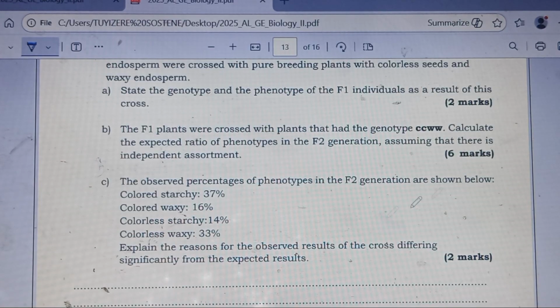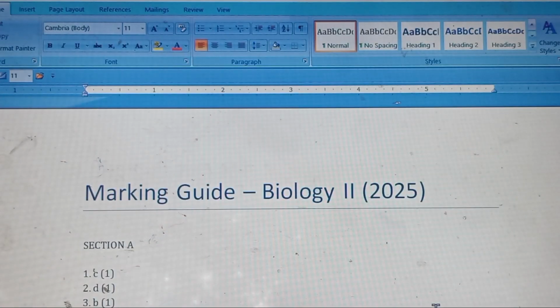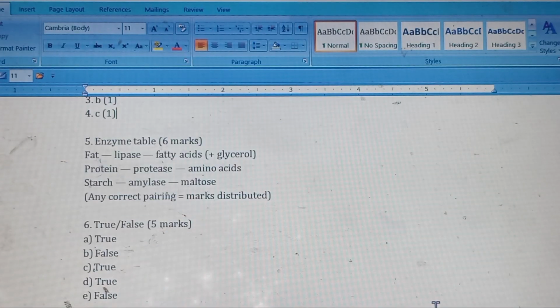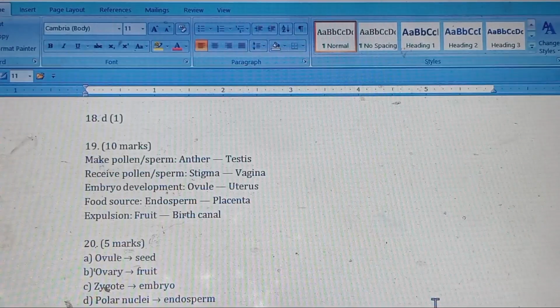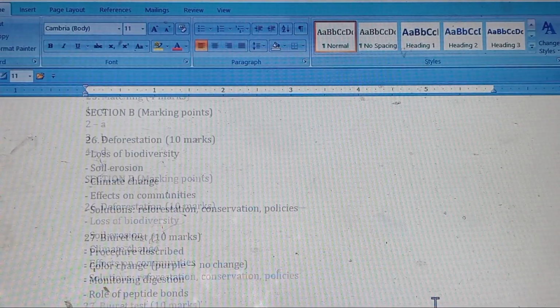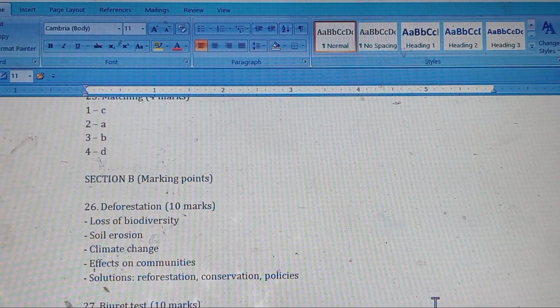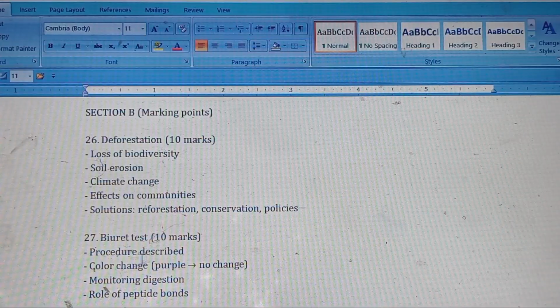There, let me show you the key marking guide. Let me go to section B. For section B, that is the role of diversity. That is the biuret test of protein. I described it: the color change is purple.